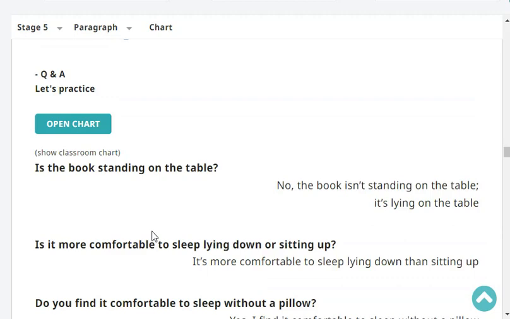Are the books standing on the table? No, the books aren't standing on the table. They're lying on the table.